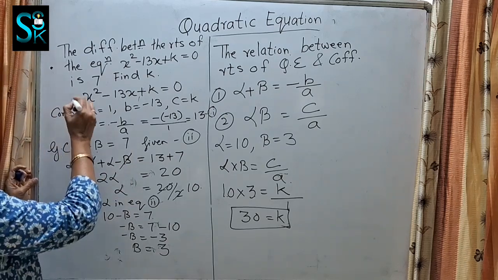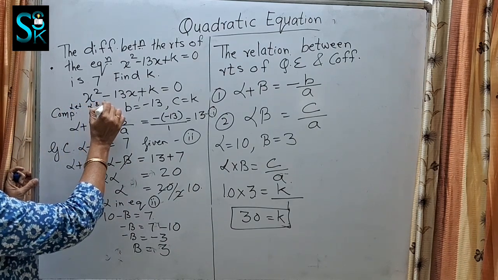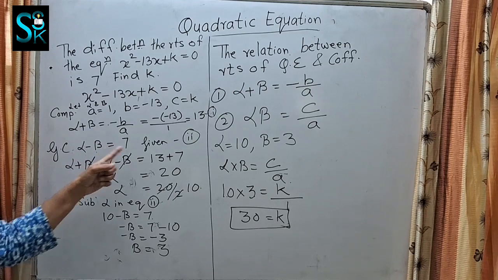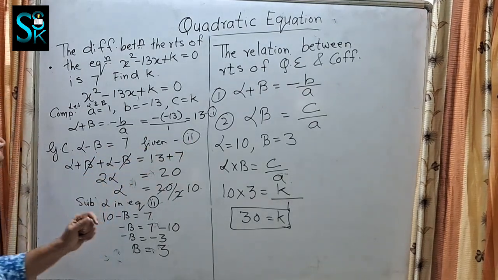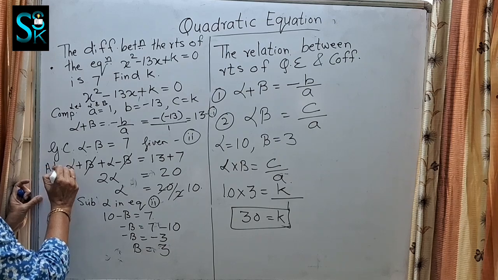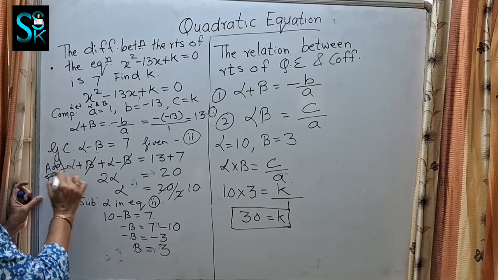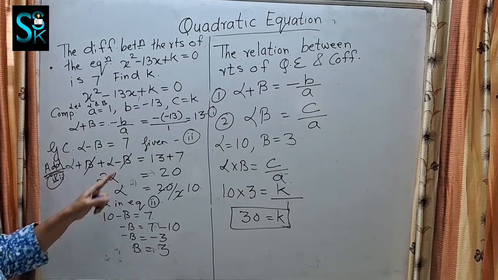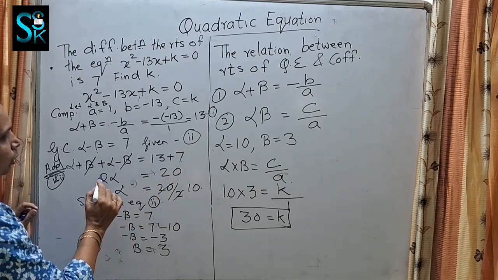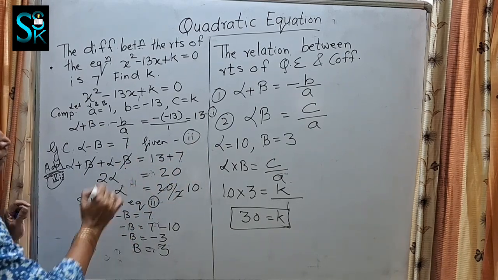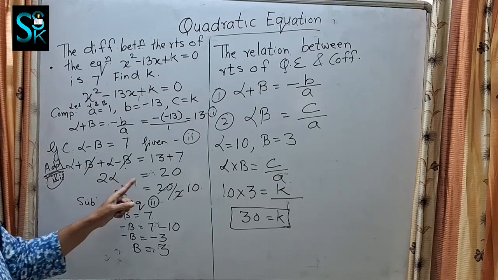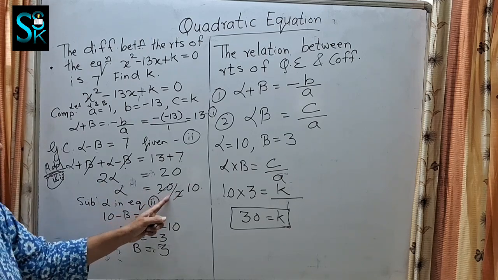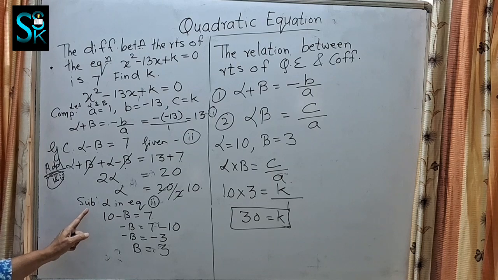You can first mention here, let the roots be alpha and beta. Then alpha minus beta is 7, which is given, so we put it as equation 2. Now we are adding equation 1 and equation 2. My left hand side is alpha plus beta plus alpha minus beta, my right hand side is 13 and 7. Beta minus beta will get cancelled, so I got 2 alpha is equal to 20. Variable on one side, number on the other side. 2 goes here, it becomes division, so here it is 10.